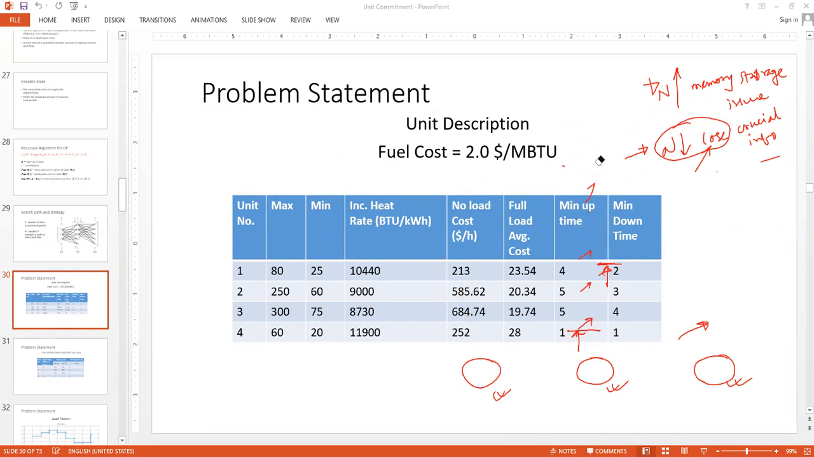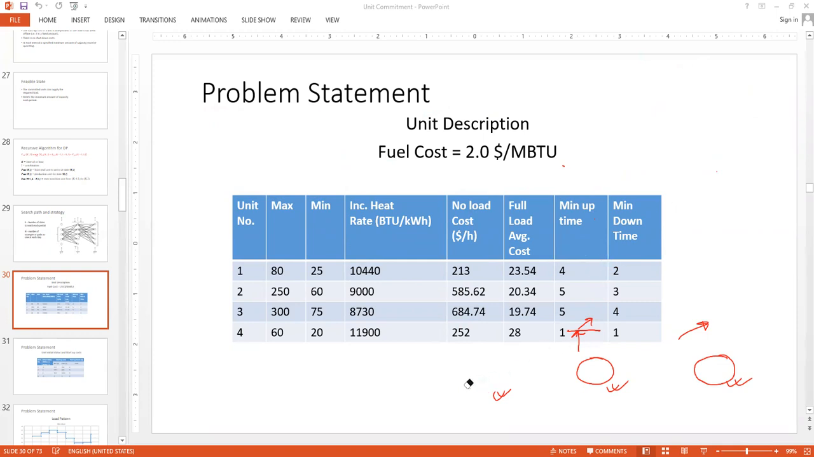Okay, so with all this information, let's start with a new problem, a new example. We have a set of units. The description of the units is available in this slide. The fuel cost here is given in dollars per MBTU, and that is the same for all the units, unlike the previous examples.